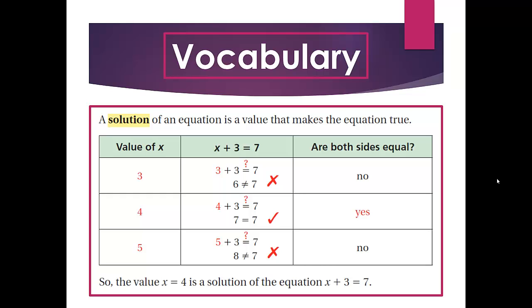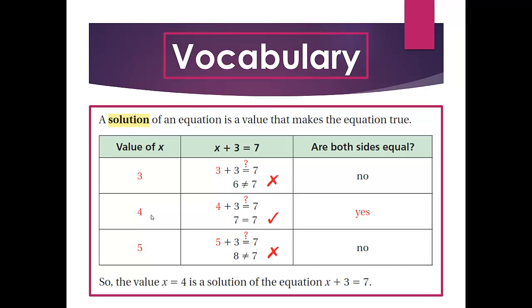Now we'll look at the table. For the table, we have an equation, x plus 3 equals 7. We're going to substitute in some values and see if our equation is true. So first we'll start with 3. We'll substitute 3 in for x, so we'll have 3 plus 3 equals 7. 3 plus 3 equals 6, and 6 does not equal 7. So both sides are not equal.